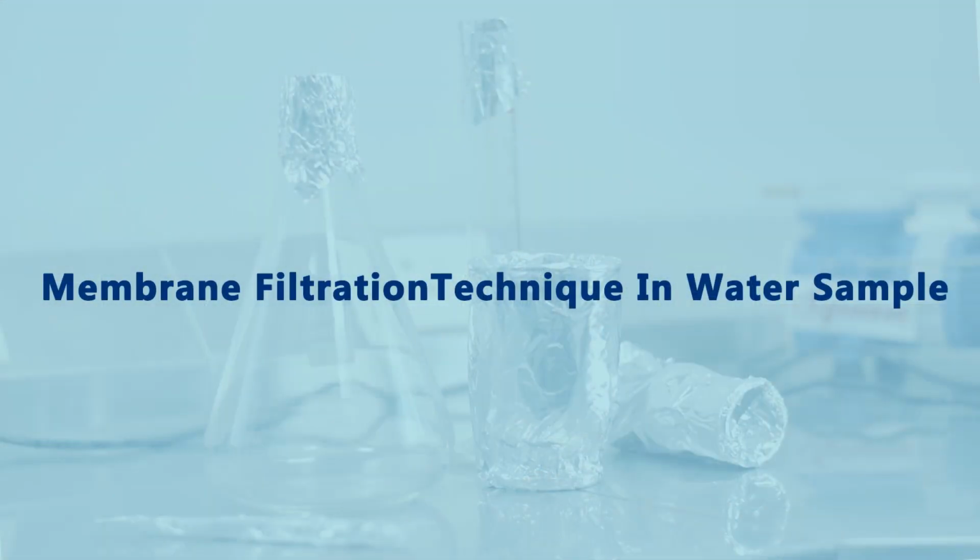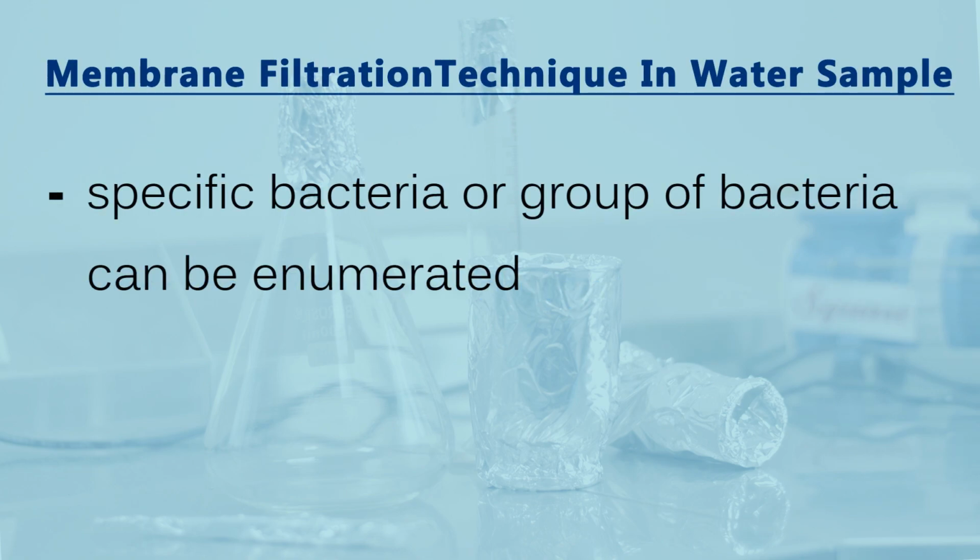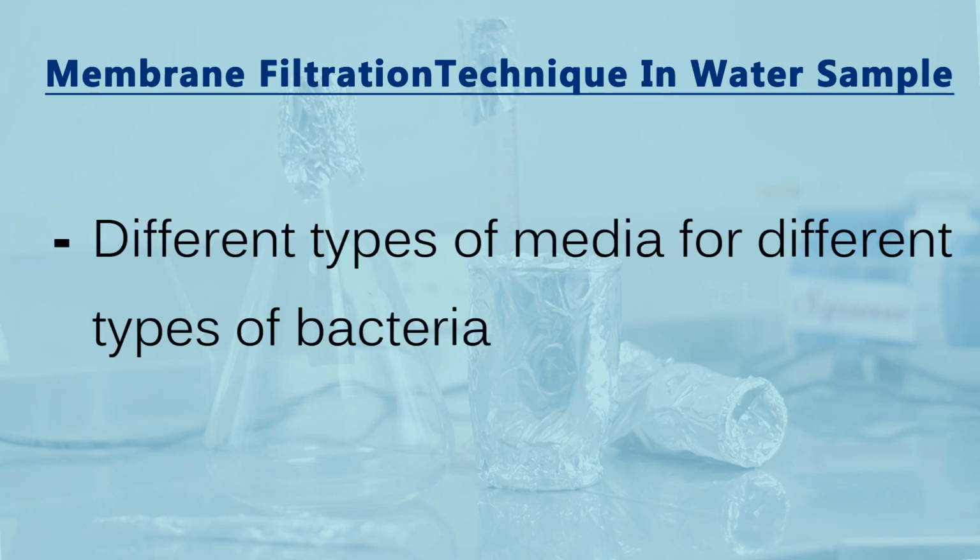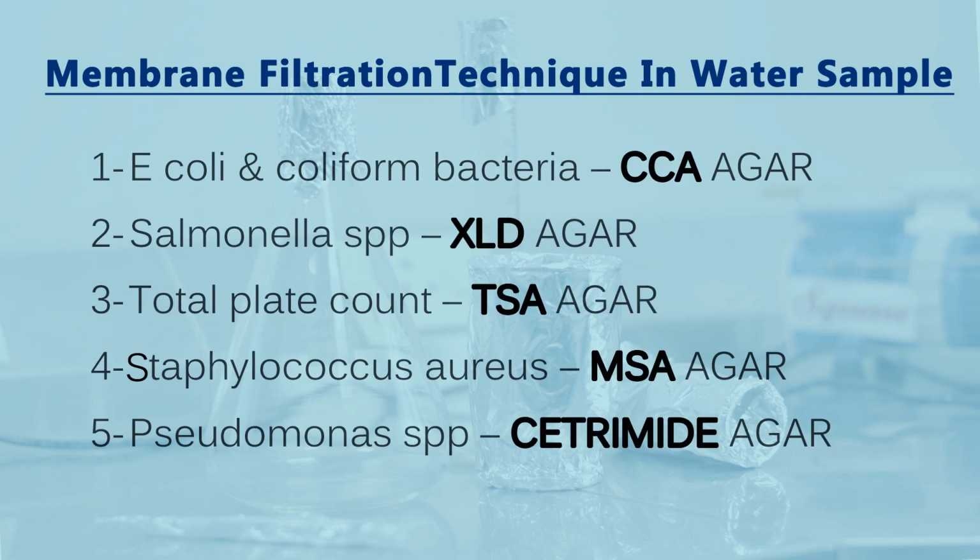Membrane filtration technique in water sample. In this technique, a specific bacteria or a group of bacteria can be enumerated. The only thing to change is the type of media for different types of bacteria. The filter paper will remain the same. For example, for enumeration of E. coli and coliform bacteria, the media is CCA agar.